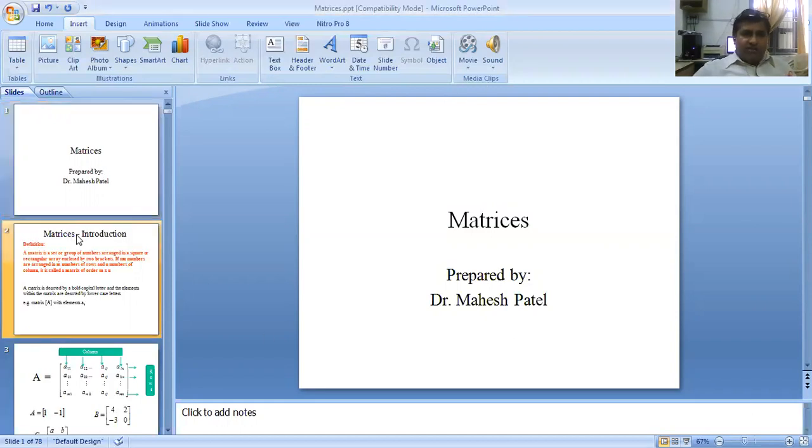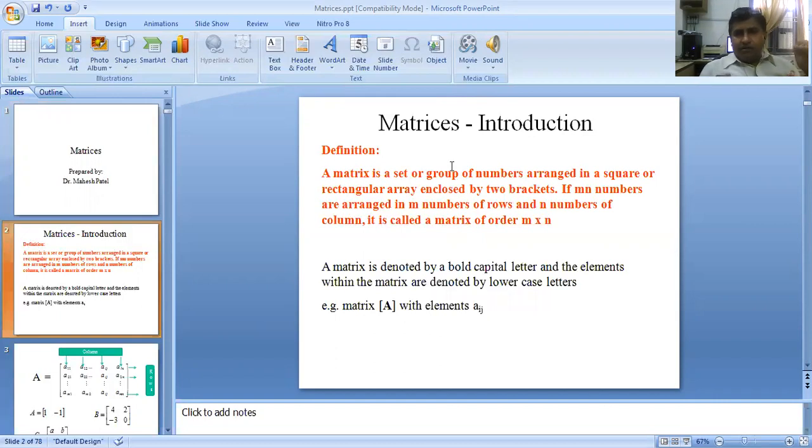If we look at the definition, a matrix is an arrangement of numbers in a rectangular array. Now, when we talk about an array, it means a number of rows and columns. If we arrange the numbers in rows and columns, then it results in a matrix.